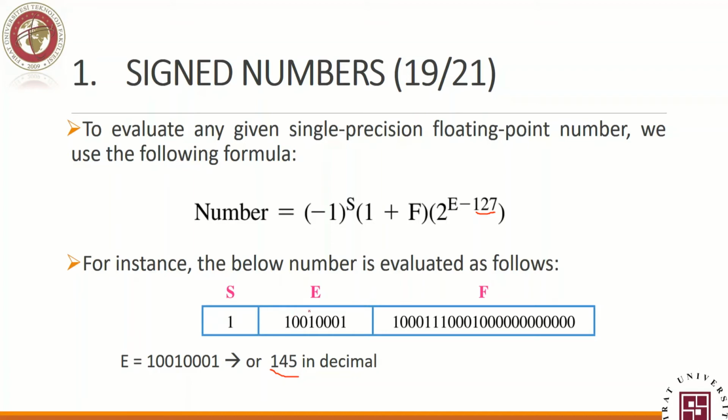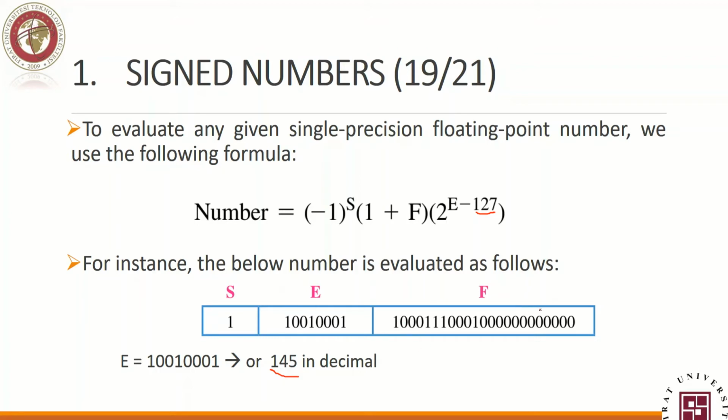So 2 to the 6 is 0, 2 to the 5 is 0, 2 to the 4 is 16. So 128 plus 16 plus 1. That's 145 in decimal. Okay, we need to subtract 127 from it. Then you get the real exponent. And then this is the mantissa, this is the fraction.